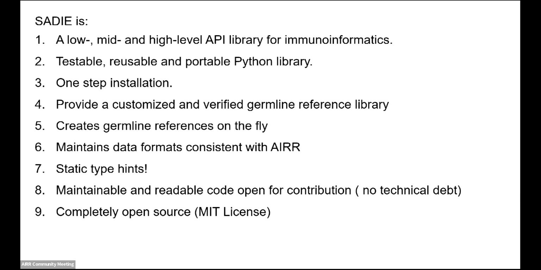So SADIE is, well, I guess take a step back. You saw some very high-end apps here, pipelines and frameworks. So if you take a step back, that's what SADIE is, a library meant to be used to build those tools. So it's a low, mid, high-level API library for immunoinformatics. It's testable, it's reusable, it's portable, it's a Python library, there's one-step installation. We provide a customized and verified germline reference gene library. You can create new reference libraries on the fly.